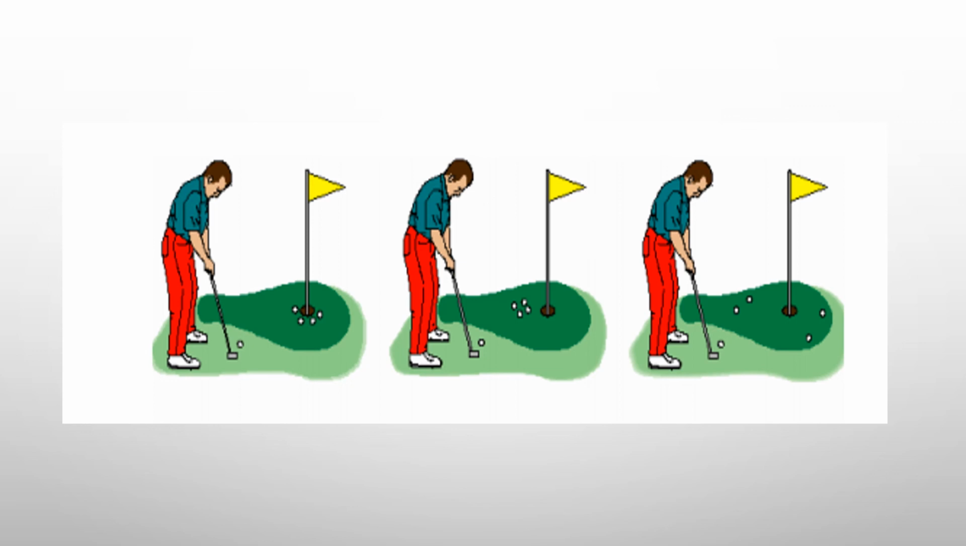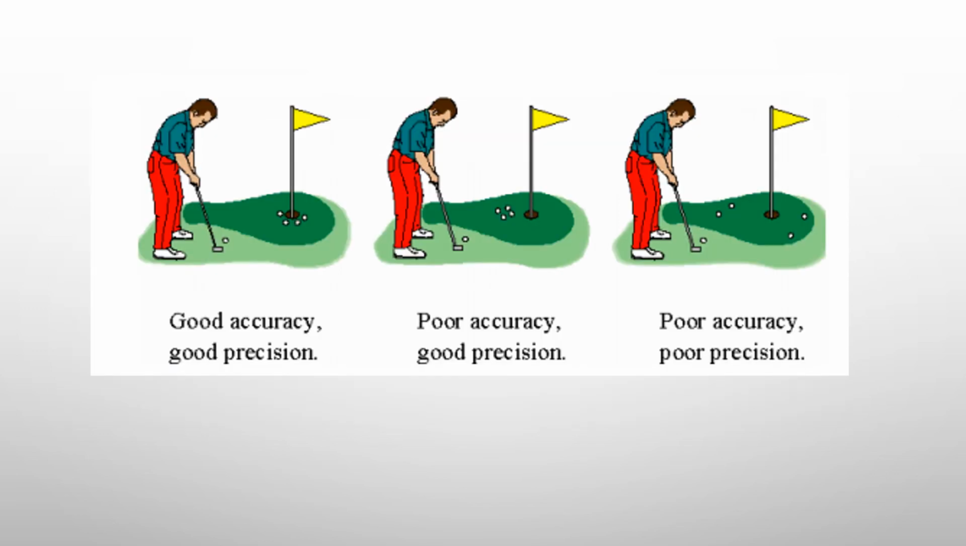Okay, so let's see what our answers are. In the first picture, you can see that the accuracy is high because all the balls are around the true value, which is the flag. And the precision is also good because all the four balls are close to each other. In the second one, the accuracy is low because these balls are away from the true value. But their precision is high because they're all close to each other.